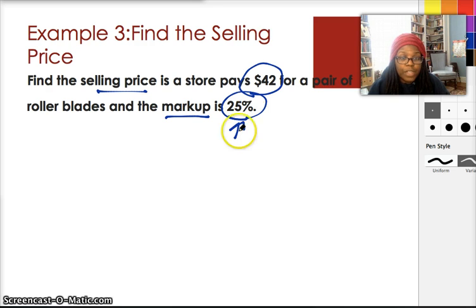So one way we could do this, there's going to be 2 methods. I'm going to call this method 1. I'll put M1 here for method 1. And what we'll do is we'll calculate what is 25% of 42, right? Which makes total sense.